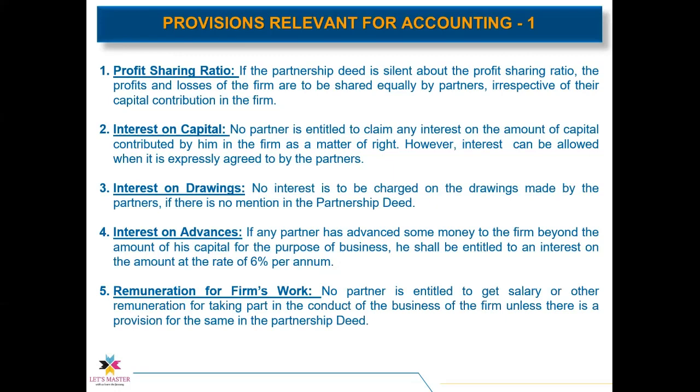Then remuneration for firm's work. We discussed types of partners, the active partner versus sleeping or dormant partners. If they are sharing profit and losses equally, but one partner is taking active participation in managing the day-to-day affairs of the partnership firm, then obviously he is putting in more effort, so he should be remunerated for the services or the work he is doing for the partnership firm.